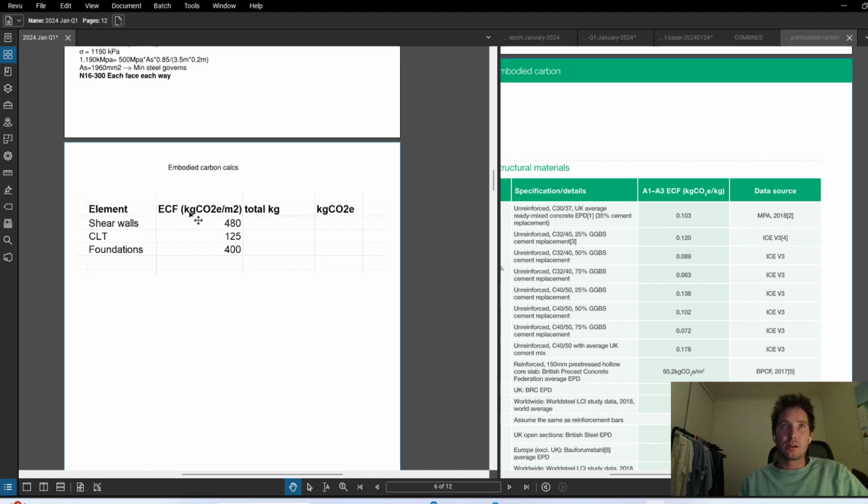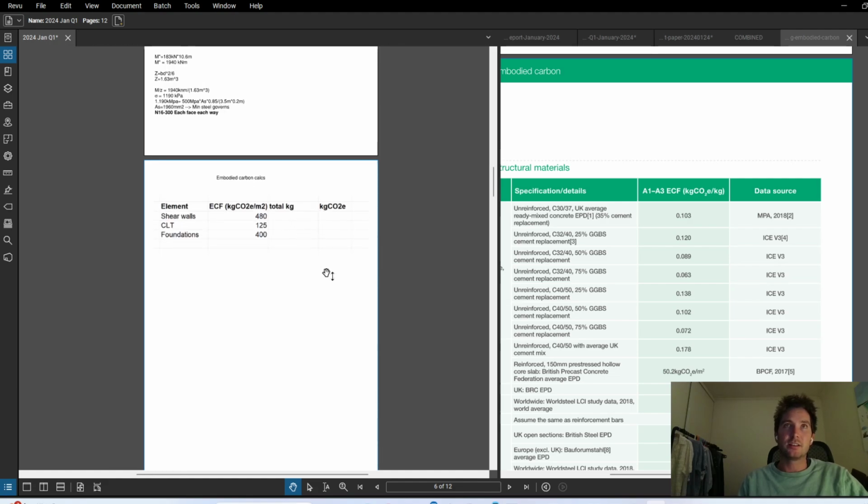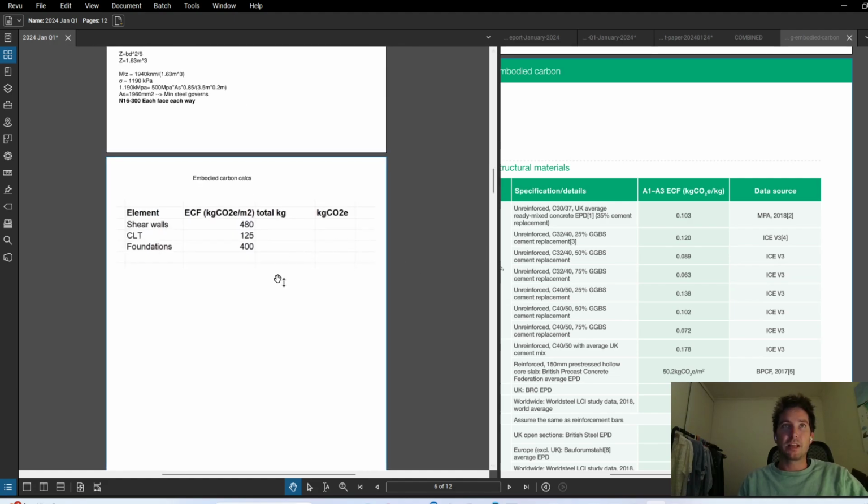I've got an embodied carbon factor here, which you can bring into the exam as open book, and then you just work out your total. In this case, it will be area, so the total area of my shear walls, my CLT floor plates, and my foundations, and then multiply the two, and voila, that's how I'd get my embodied carbon. But I haven't finished that, and that's essentially just showing you my process.